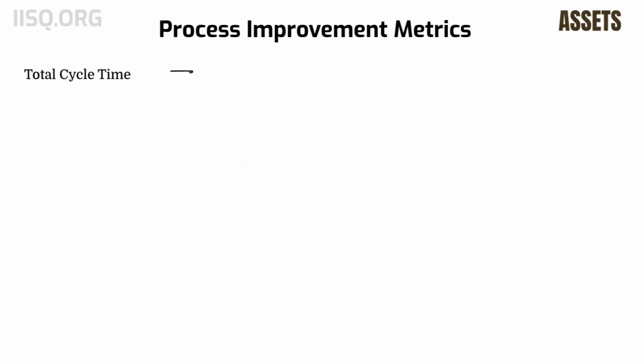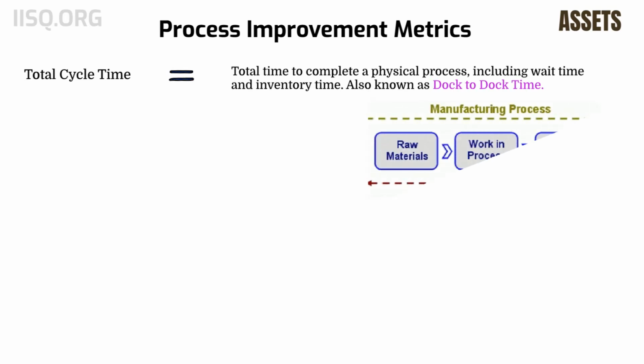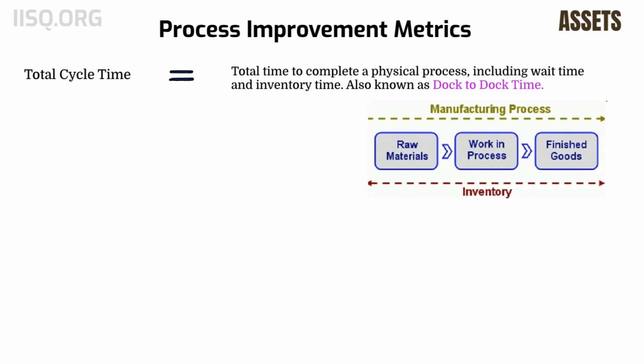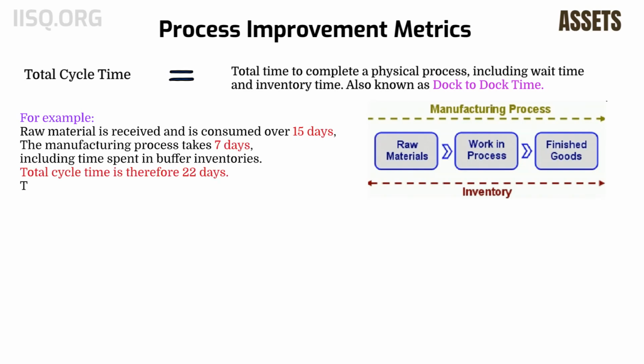The next metric in the assets category is total cycle time. This is the total time required to complete a physical process, including wait time and inventory time. This is also known as dock-to-dock time. For example, raw material is received and is consumed over 15 days, and the manufacturing process takes 7 days, including time spent in buffer inventories. Total cycle time is therefore 22 days. The definition can be broadened to include finished goods.